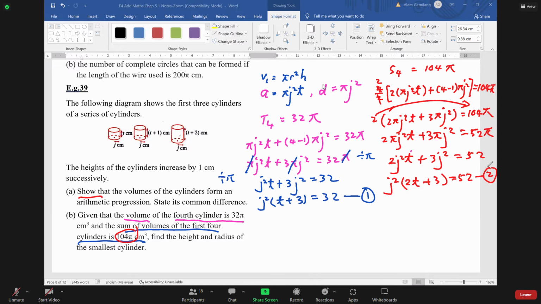So how to solve? Divide. We say equation 2 divided by equation 1. Equation 1 is j square times t plus 3, and it is divided by 32, right? So this one cancels already.